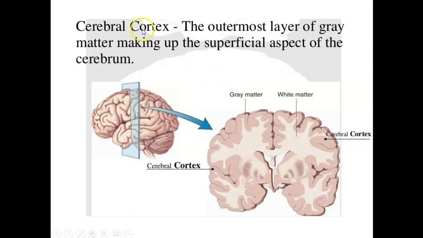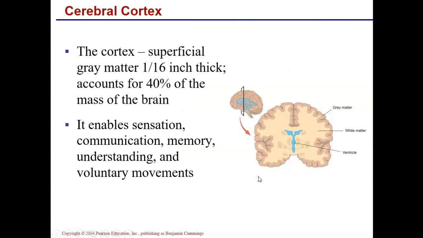Okay, we went over this. So the cerebral cortex is the outermost gray matter making up the superficial aspect of the cerebrum. So all this gray stuff that you see on the surface of the brain is the cerebral cortex. And here you have the cerebral white matter, and these are the cerebral nuclei. So there are chunks of gray matter in the center. We'll talk more about what the cortex does. But generally speaking, it enables sensation, communication, memory, understanding, and voluntary movement.